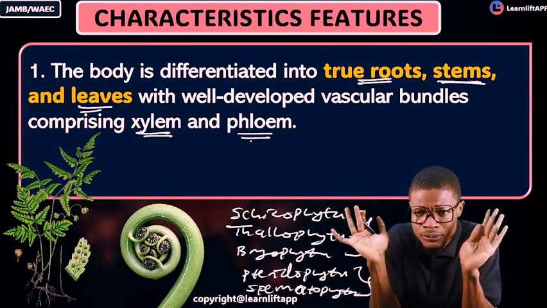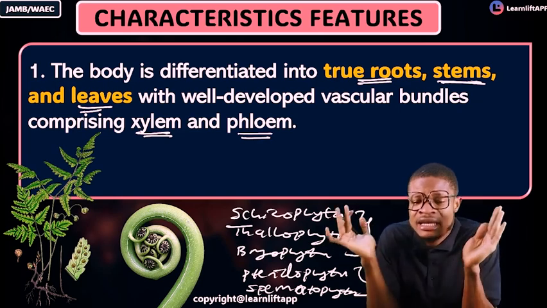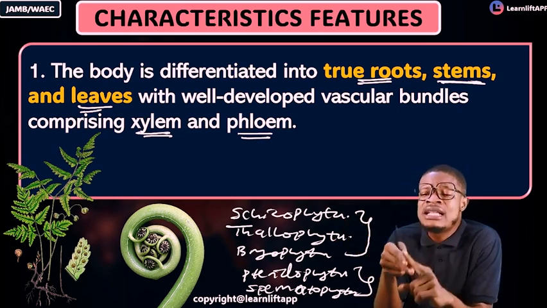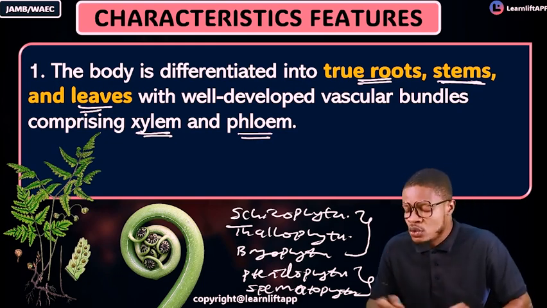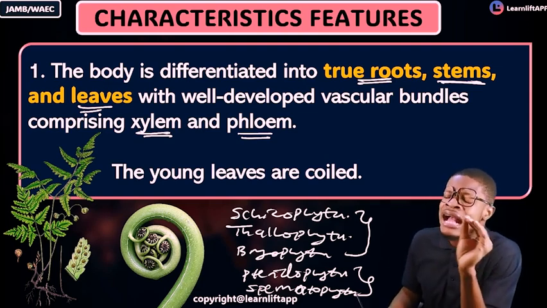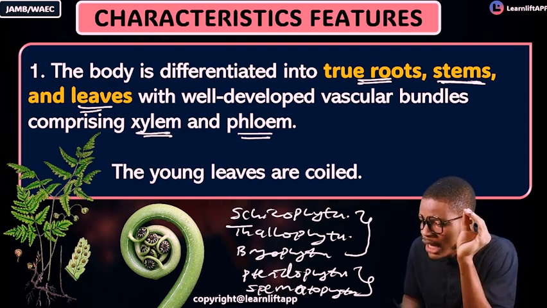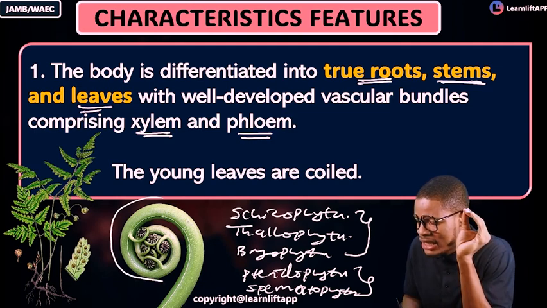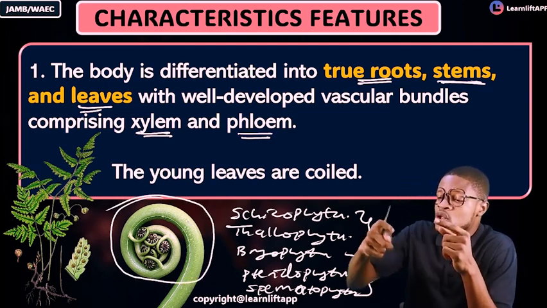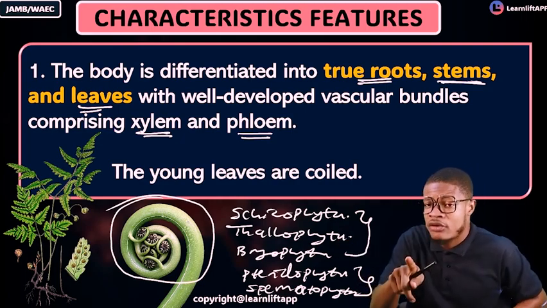Please, I beg you. What's number 1 character? Their body is differentiated into true root, true stem, and true leaves, and they have well-developed vascular bundles, which are the xylem and phloem. And don't forget this, that the young leaves are coiled. Look at this that you are seeing here. This represents their young leaves, and you can see that it is coiled. As we move, I'll tell you a lot of things about that.